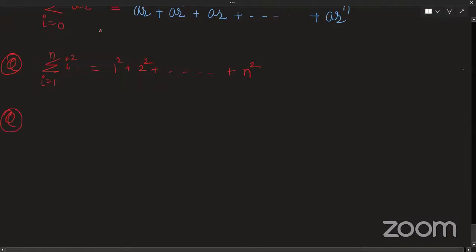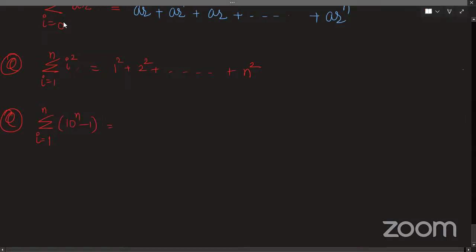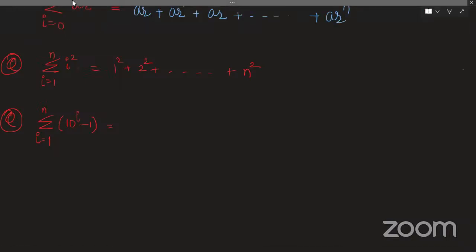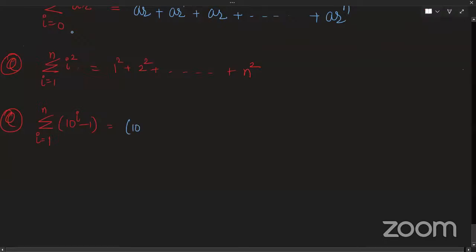So in other words, if I'm asking you sigma i is equal to 1 to n, 10 raised to i minus 1. Okay, sorry, it should be i here. Now, can you tell me what is its value? What am I asking you here? Like 10 power 1 minus 1. I am asking you 10 power 1 minus 1.